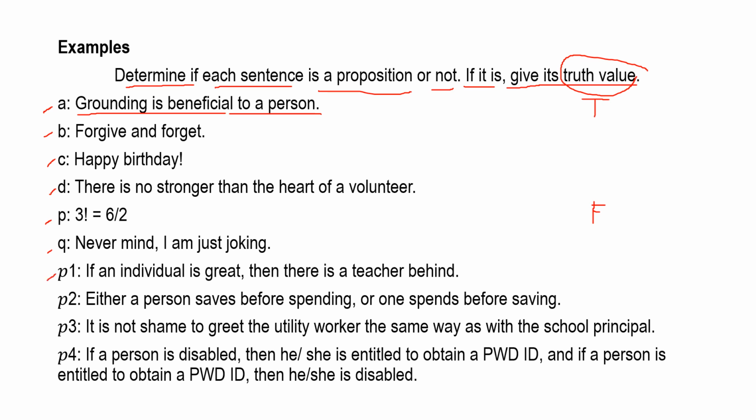For your P sub 1 here, if an individual is great, then there is a teacher behind. So it is a declarative sentence that may either be correct or not. It is therefore a proposition. Every great person that the world has known has a patient teacher or a coach, acknowledged or not, hence the proposition is true. Yes, the truth value of this one is true, because this one is a true statement.